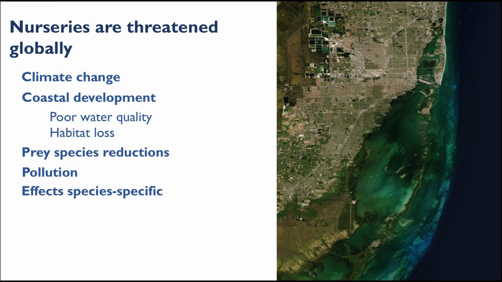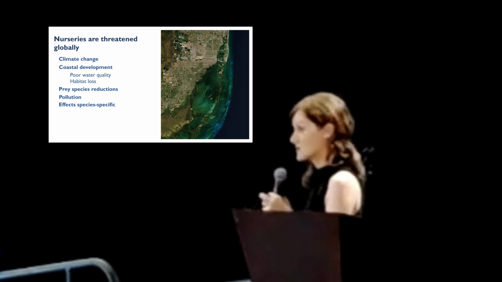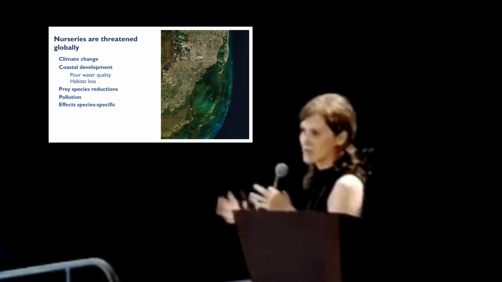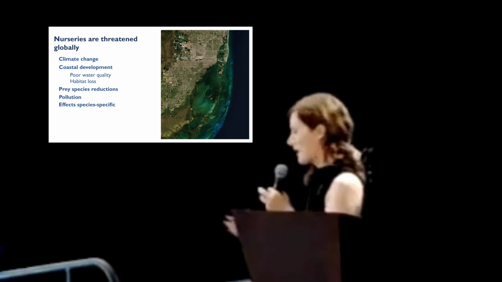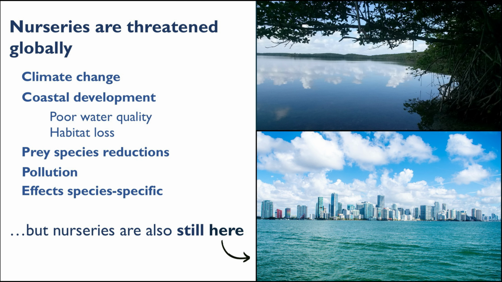And the effects of this are really species specific, right? Some animals are pretty hardy as juveniles, others are much less so. Some are more able to move if conditions change in a way that's unfavorable for them, others less so. We tend to think about nursery habitats as looking more like the top, but increasingly our evidence is showing that they can also look like the bottom.